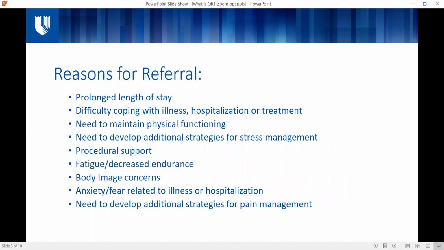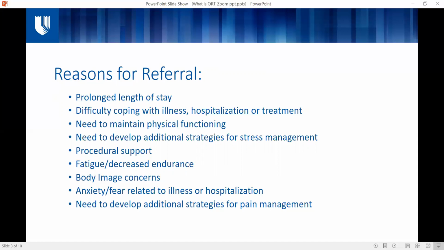The reasons why a patient may work with oncology recreation therapy while they're in the hospital is because they may be in the hospital for a prolonged length of stay. They may have difficulty coping with their illness or hospitalization or going through treatment at the hospital. They may need to maintain their physical functioning, especially during those long lengths of stay. They may need to learn to develop additional strategies for stress management, maybe be provided procedural support while they're in the hospital. They may need to learn different ways to address fatigue and decreased endurance.